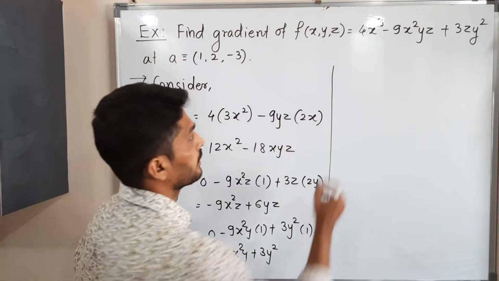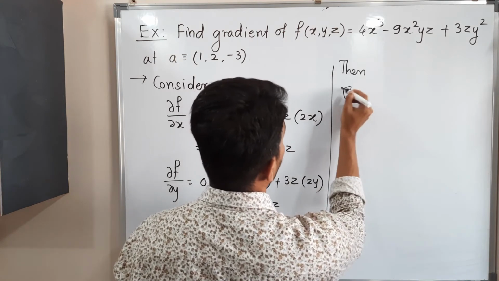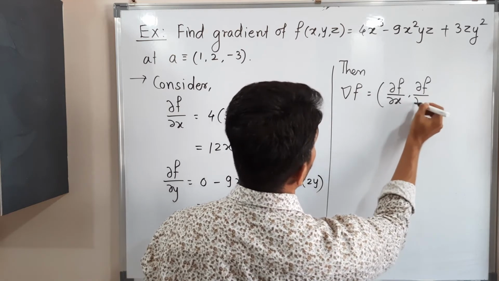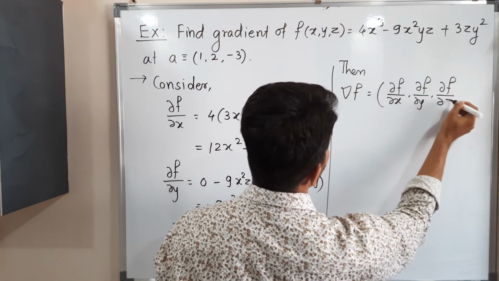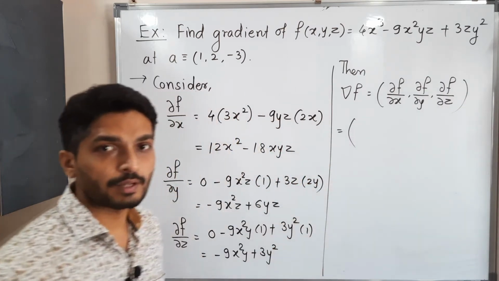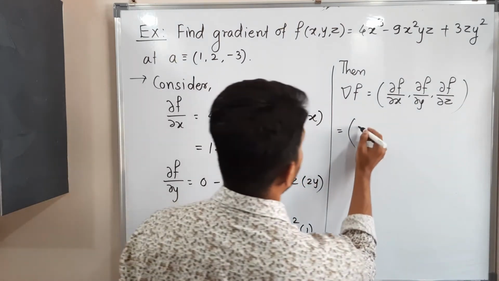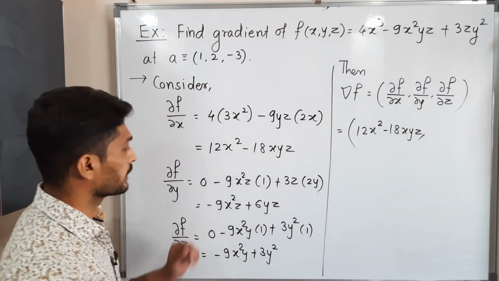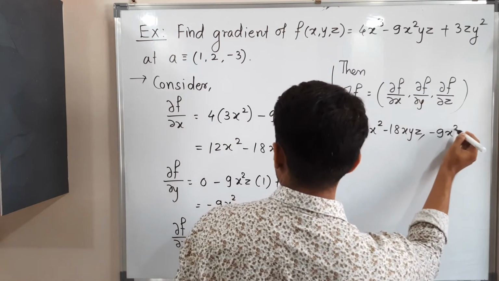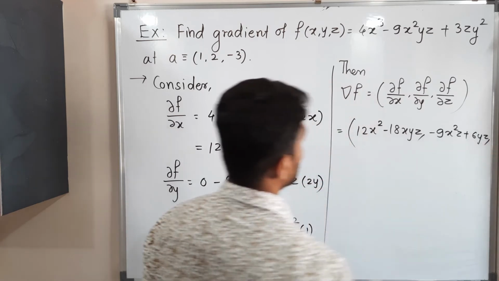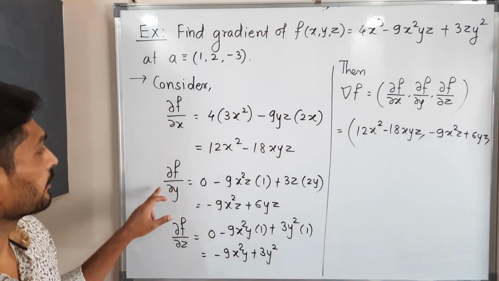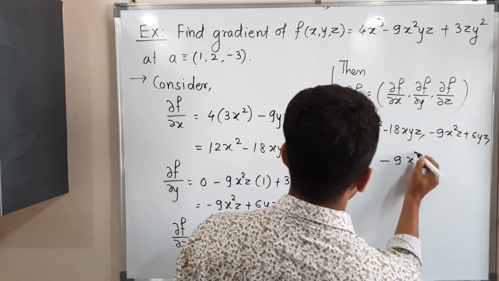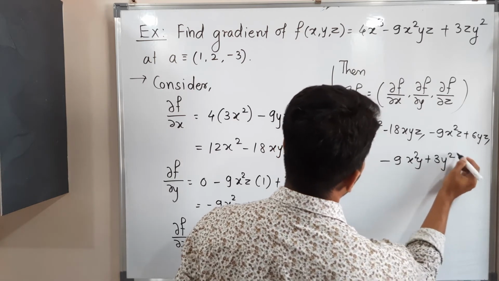So let us find del f, that means gradient of f. The formula is very simple. Derivative of f with respect to x in the first component, with respect to y in the second component, and with respect to z in the third component. So all these values we have to put there. The first component is 12x square minus 18xyz. The second component is minus 9x square z plus 6yz, since this is the value of ∂f/∂y. The last component is minus 9x square y plus 3y square.